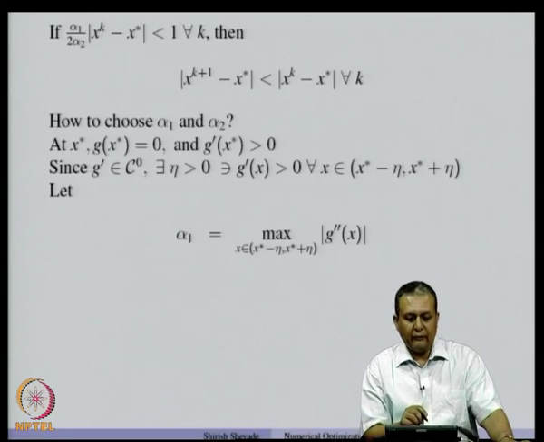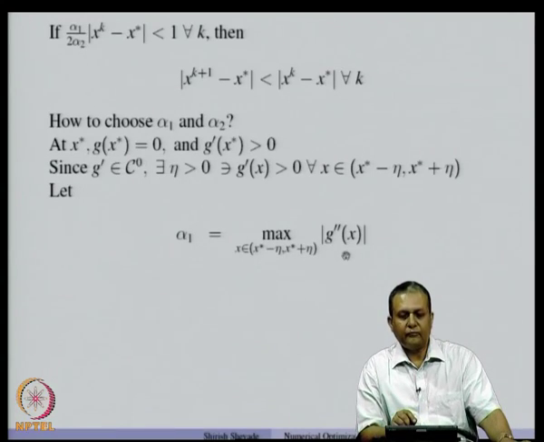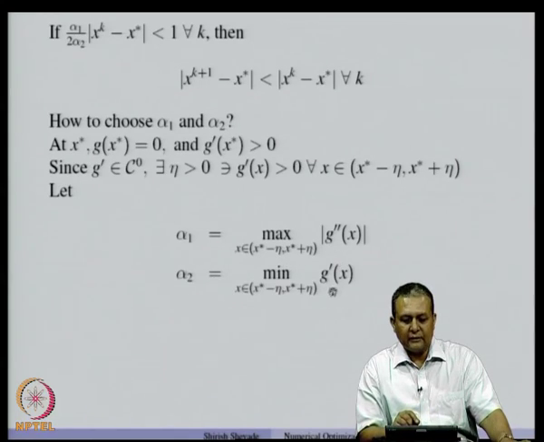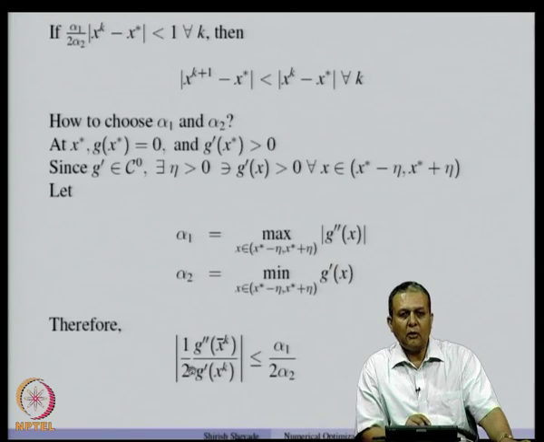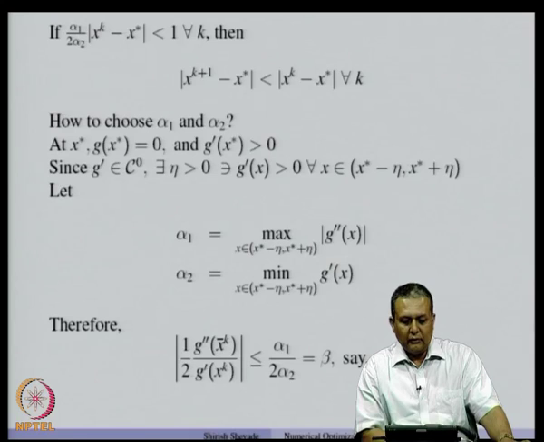So, therefore, if we choose alpha 1 to be max of mod of g'' of x, where x lies in the interval x star minus eta to x star plus eta, and alpha 2 to be min of g' of x, where x is again in the same interval, then we have mod of half into g'' of x bar k by g' of x_k less than or equal to alpha 1 by 2 alpha 2 for all x bar k in that interval and x_k in the same interval. Let us call this quantity beta.